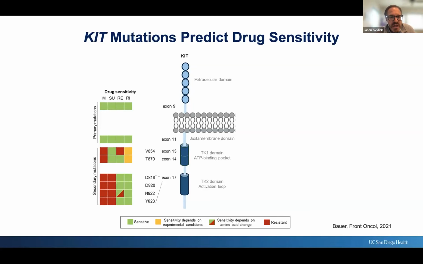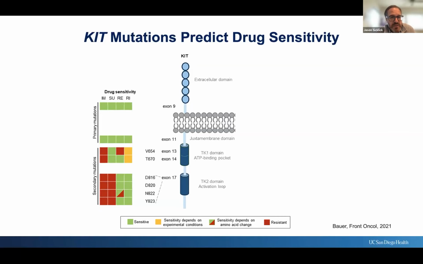And these are often either the primary mutations, meaning that these are the original mutations that the cells develop, most commonly in exon 9 and 11, or secondary mutations, meaning that often with treatment, time on treatment, the patients will develop tumors that gain additional mutations that portend that the drugs will not work for them. And so what you can see here in the drug sensitivity, the green being sensitive, the yellow being intermediate, and then the red being resistant, is that each of the drugs has a different spectrum of sensitivity.